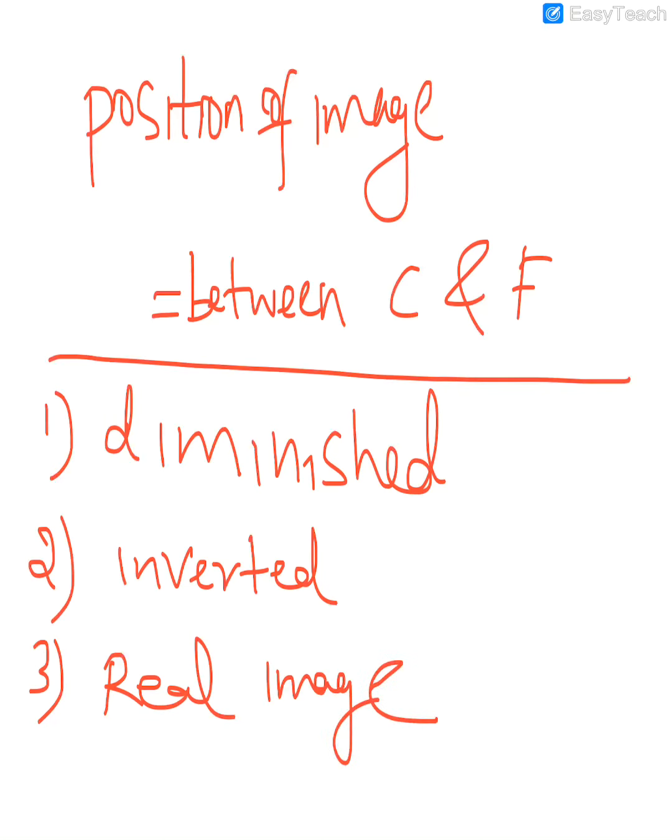Okay, so these are the characteristics of the image formed in this case. Image is formed in between C and F. It is small in size, so it is called diminished. It is 180 degree rotated, so it is called an inverted image, and it is formed on the reflecting side itself, so it is called a real image.